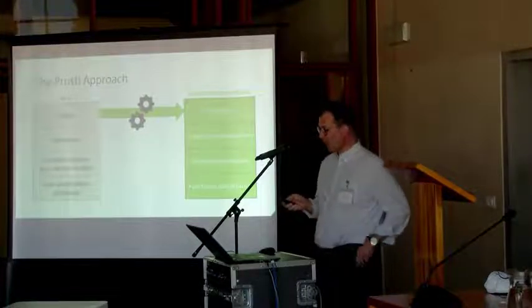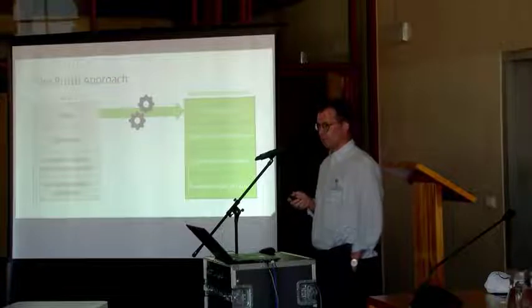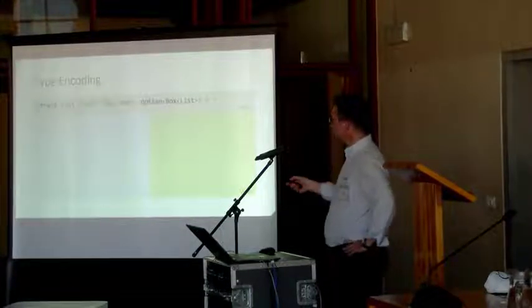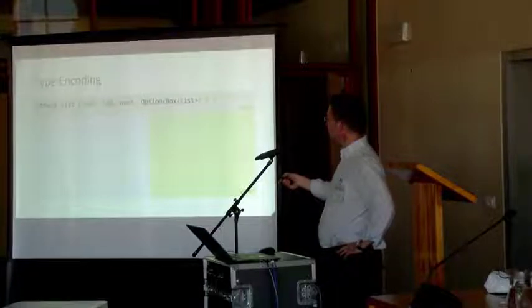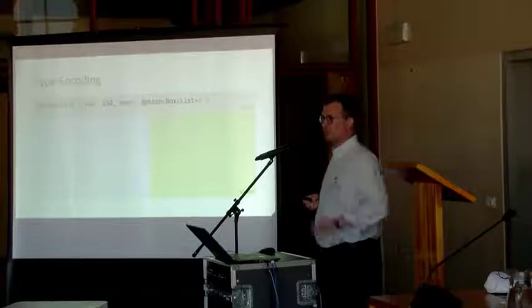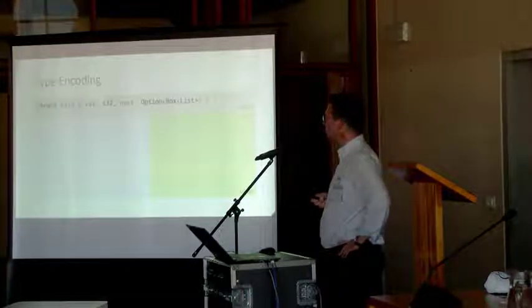So let me give you a very, very high level idea what this looks like. If we look at a type declaration, like here is the declaration of my list. It's a list of integers, and this is the Rust type for a reference or for a pointer to the rest of the list.